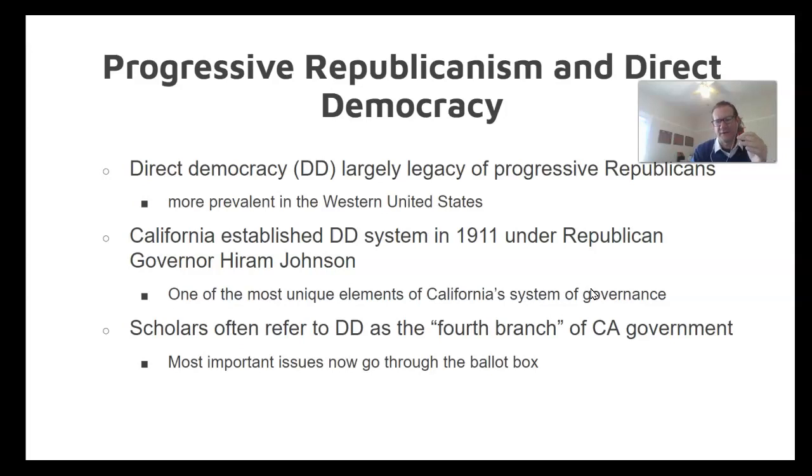California uses our direct democracy system more than any other state in the nation. Every single important decision now goes through the direct democracy system. I personally have some issues with this, but once you're in it, it's hard to get out of it. Scholars often refer to direct democracy as the fourth branch of California's government, because of how frequently it's used, and because of the way it works, it actually ends up being the most important branch.